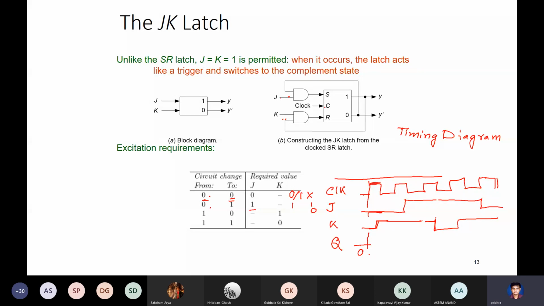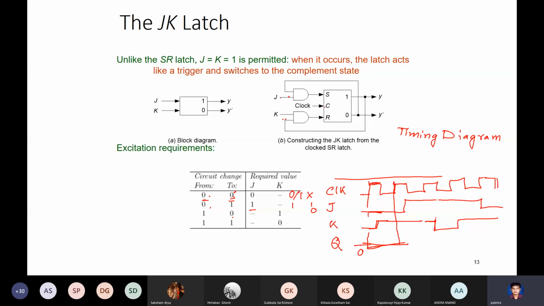Anybody? J is 0. K is 1. What will be the new output? The output is 0. In both cases, the output is 0. So Q will be 0 till the next clock.